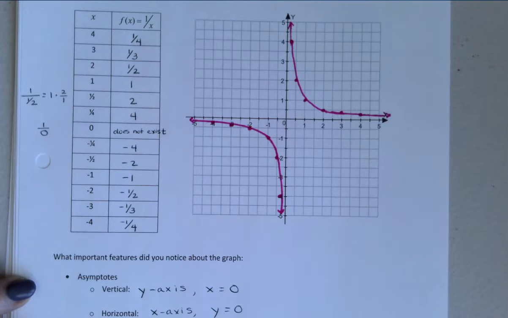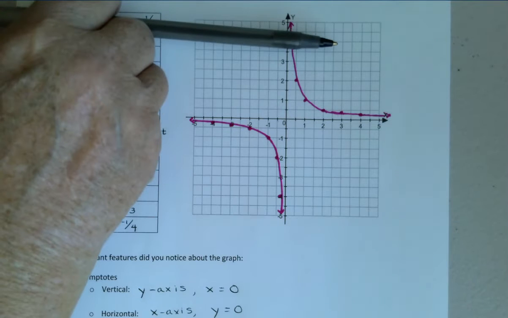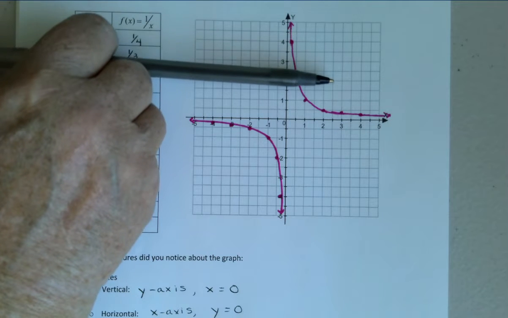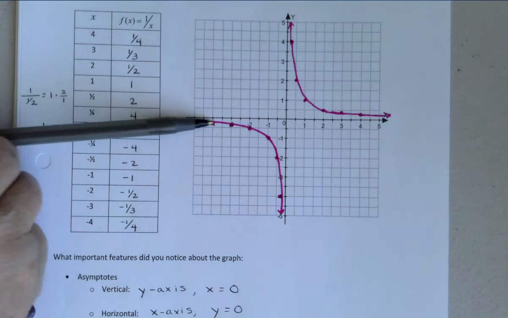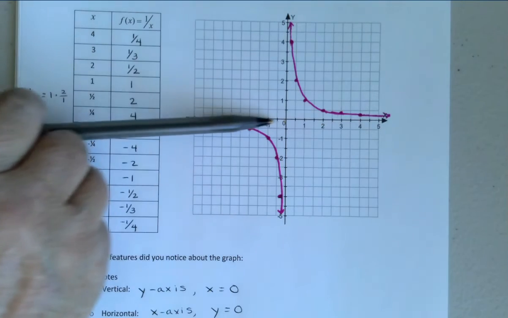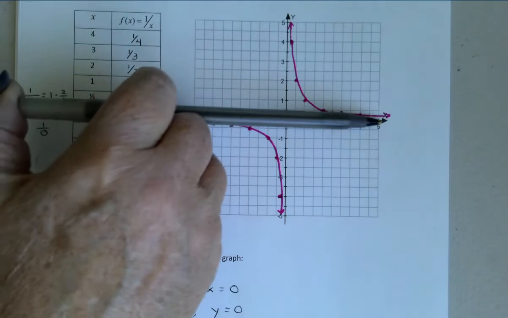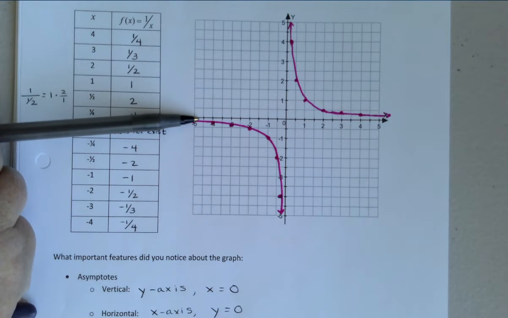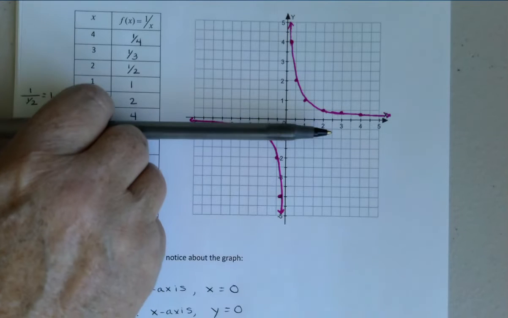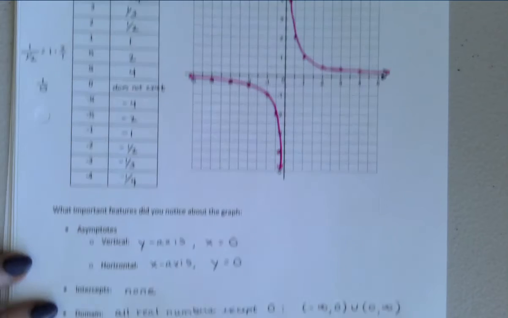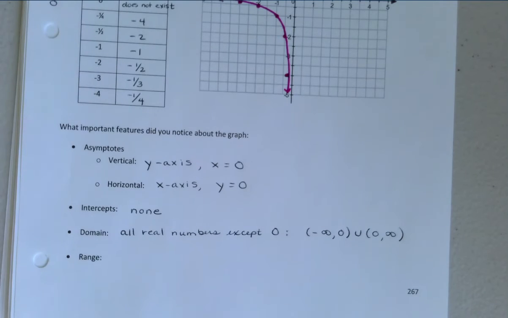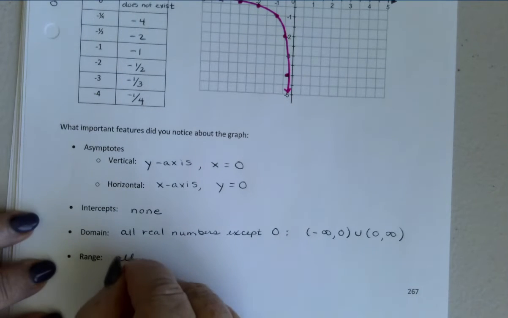If I go the other way and ask about the range and think about the y values, notice there are y values all the way down through here, with the exception of when I get to y equals 0, the x-axis. The graph never touches it. So y is never equal to 0. Then we start getting more y values down here again. So my range is going to be very similar to my domain. It's all real numbers except 0.